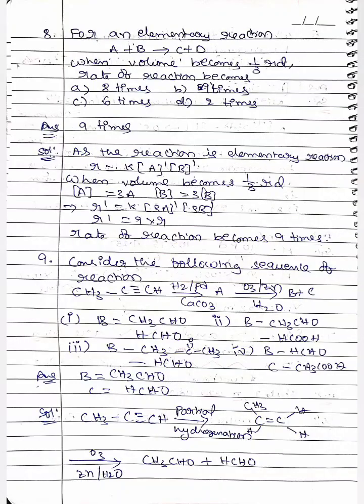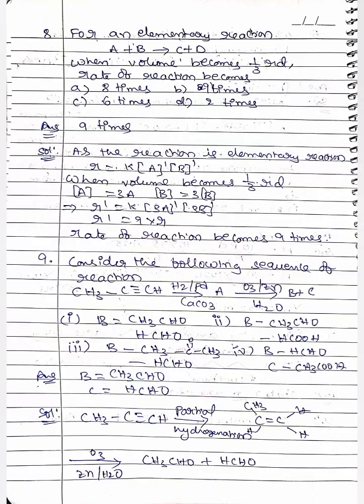Next one, for an elementary reaction, A plus B gives C plus D. When the volume becomes 1/3, the rate of the reaction becomes 9 times. Because it is a second order reaction, we know an elementary reaction, the number of reactants that are involved in the reaction, the rate depends on them. So the order will be 2 and 3 square means 9. So the rate of reaction becomes 9 times.